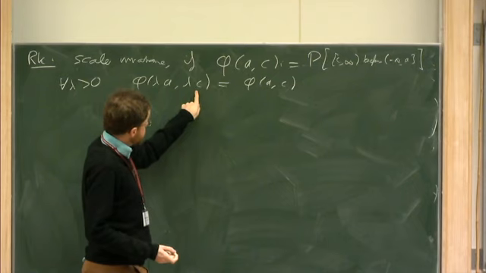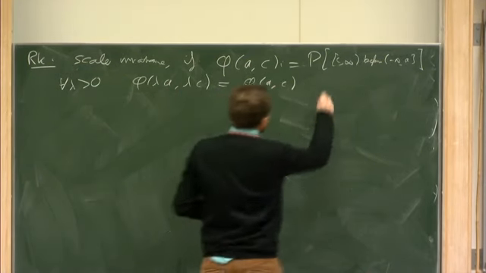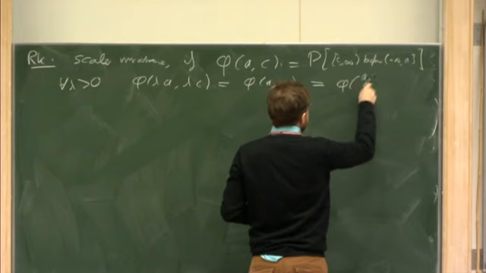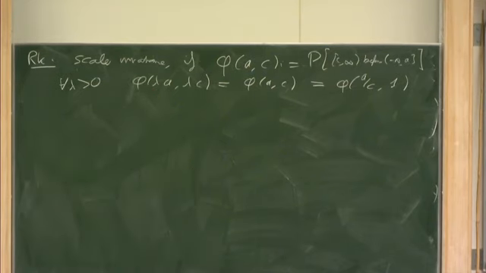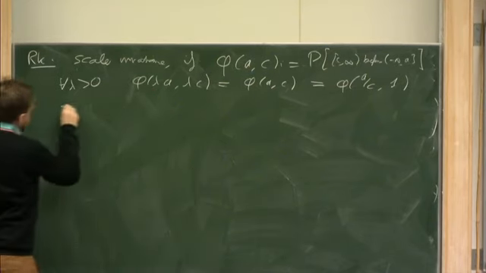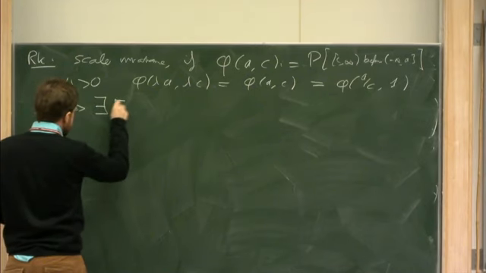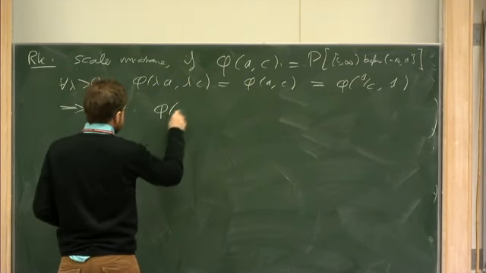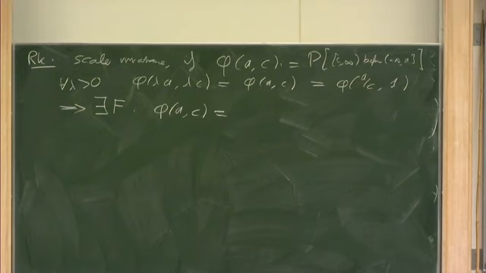So what this really means is that you can, for instance, take lambda to be 1 over C, and this is phi of A over C, 1, so it's a function of the ratio A over C. So really what it tells you is that there is a function f such that phi of A, C can be written as this function of the ratio A over C. But to make the computation simpler, I will just write it in terms of this ratio, minus A over C, minus A.